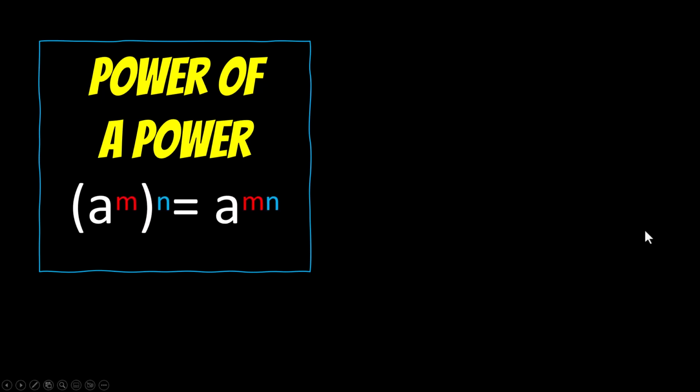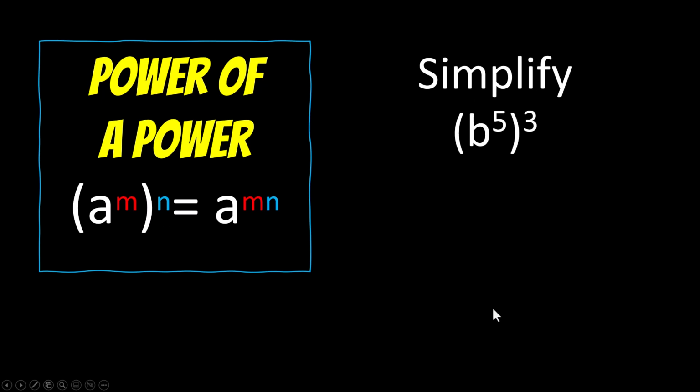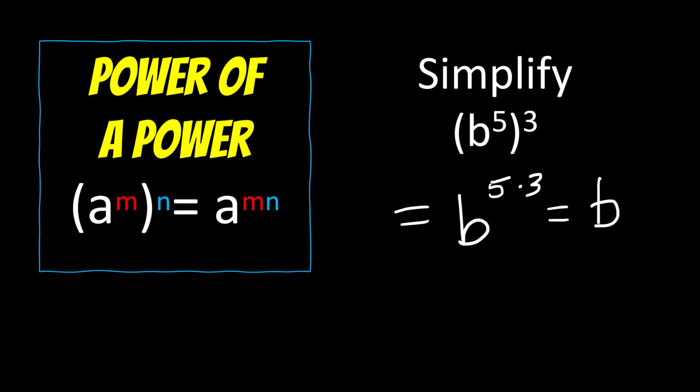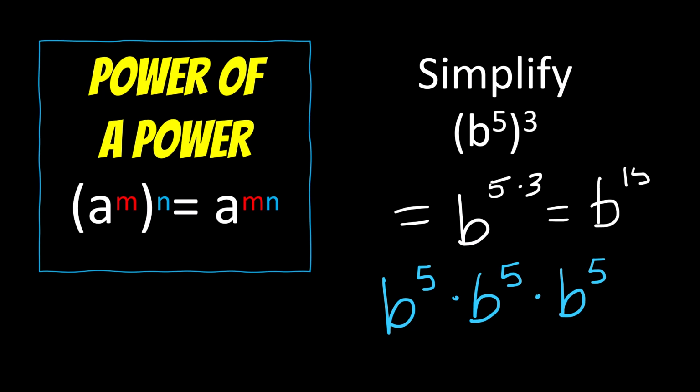All right, we got another property coming at you. This is the power of a power. If you have one base to an exponent, and you put that in parentheses and raise it to another exponent, you are powering this thing up. So you're going to multiply those exponents. Here is an example. We're going to take b to the 5th, and we're going to raise that whole thing to the 3rd power. So the shortcut is to multiply those exponents, and we get b to the 15th.